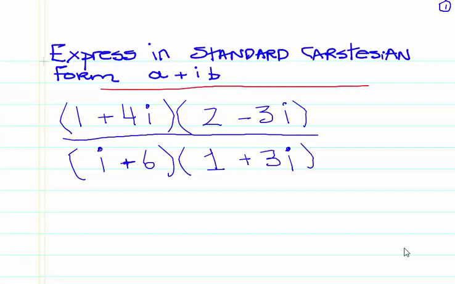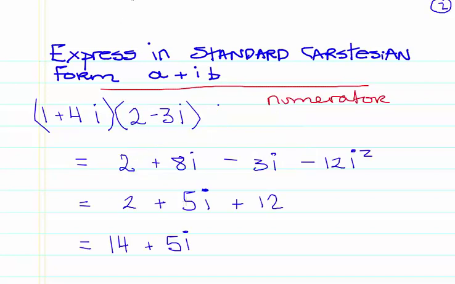Okay, in this presentation, we're going to look at this complex numbers tutorial question. Essentially what we have to do is express this expression here in standard Cartesian form, a plus ib. The numerator and the denominator are both products of two very straightforward terms. So we're going to multiply out the numerator and then the denominator, and then we'll work from there. So let's start off.